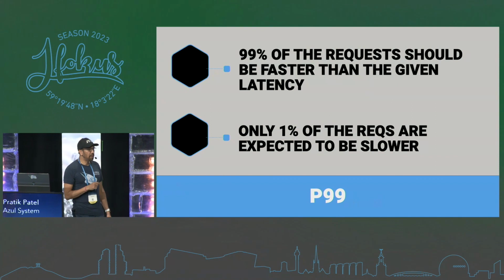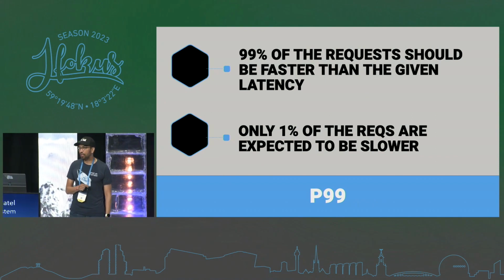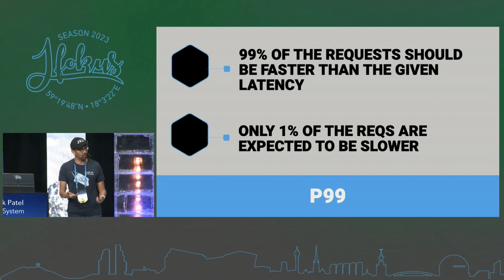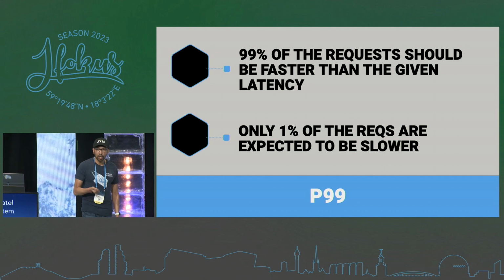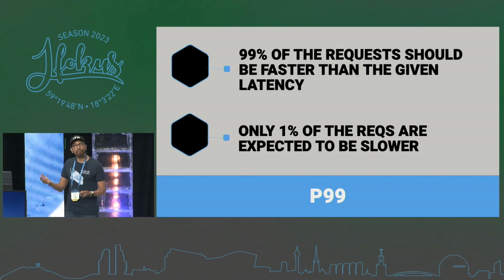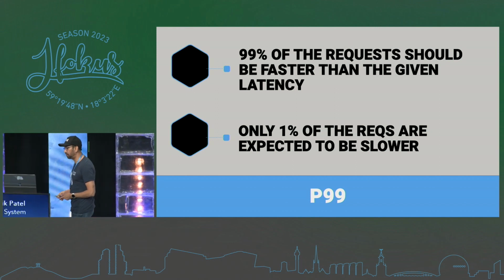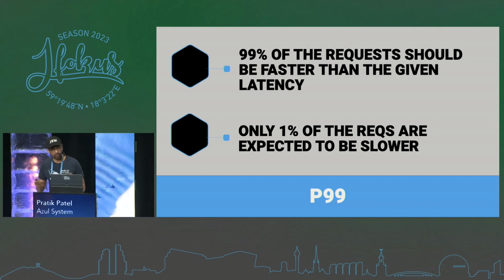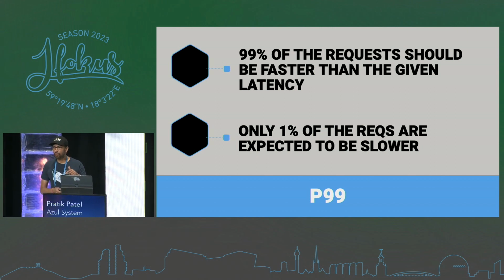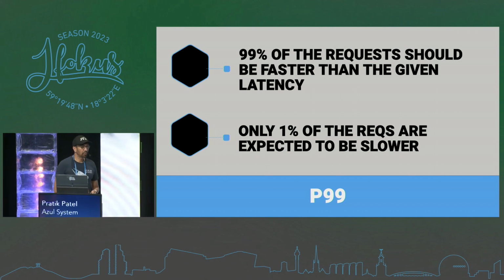So when we think of P99, we say 99% of the requests should be faster than the given latency. What's the given latency? Well, that's up to you or your business people or whatever. I made a quick example earlier where I said 300 milliseconds is acceptable latency for this system. It could be much higher, right? If you use a lot of large websites, for example, like in the US, we have Amazon. You have Amazon here in Sweden too.